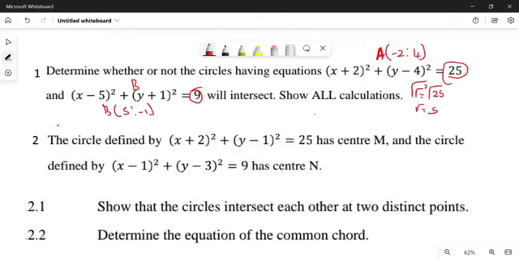Now I'm going to get the radius of circle B. How do I get that one? I'm going to say which r squared is going to be equal to 9 again. And I say root, and then I say root. It says which r is going to be equal to what? To 3.